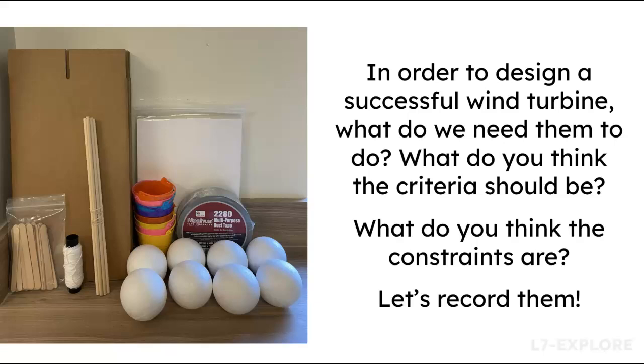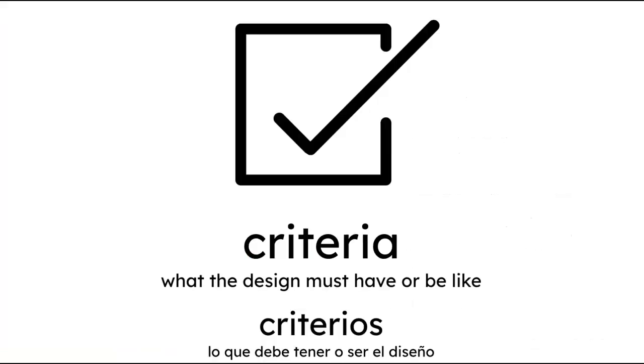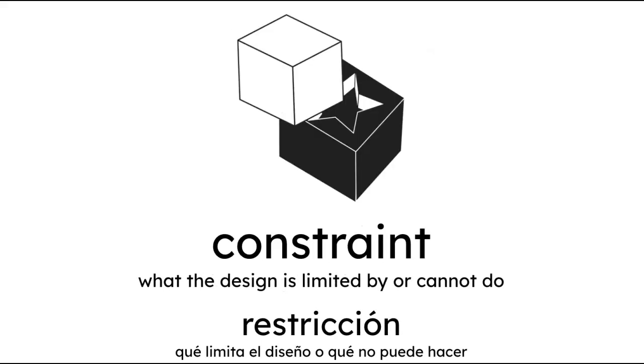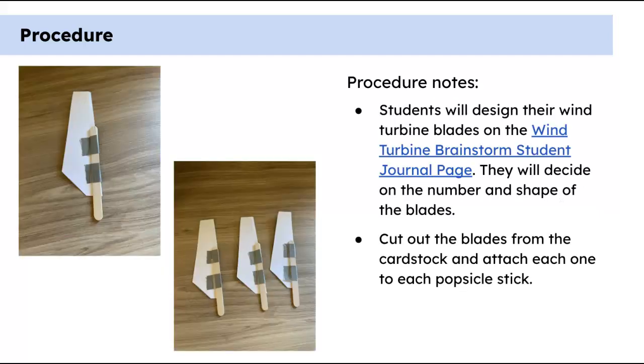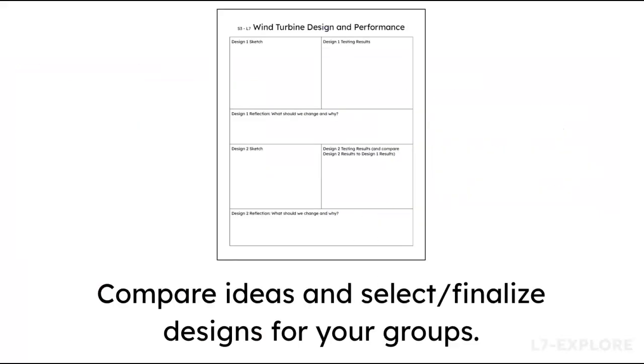For the Explore portion, you'll put your students into groups and show them the wind turbine materials. You'll have students brainstorm in their groups how they could use the given materials to build a turbine that can harness energy from the wind. You'll also discuss criteria and constraints and post the vocabulary cards. Be sure to see the teacher tutorial for the wind turbine activity. You'll have students compare their ideas and select or finalize one design for their group in the Wind Turbine Design and Performance student journal page.